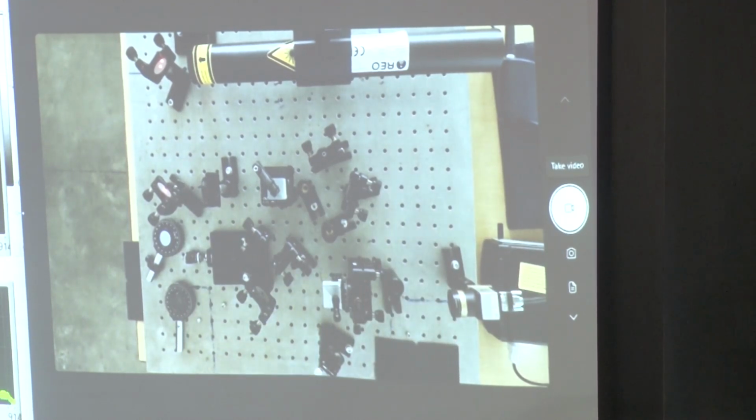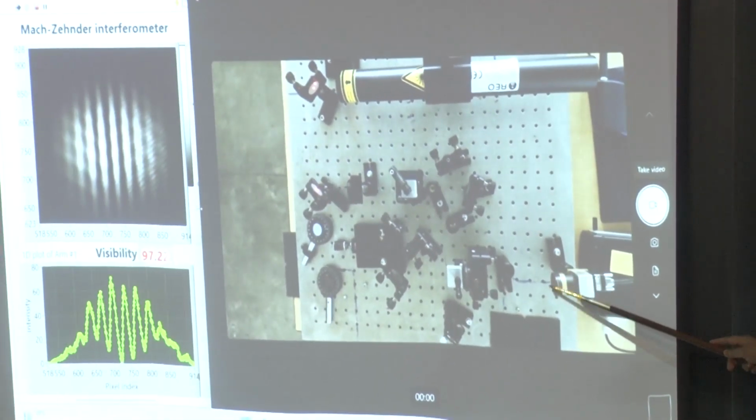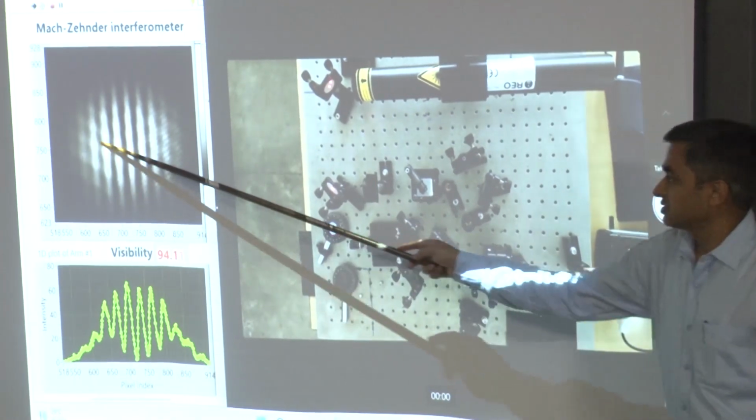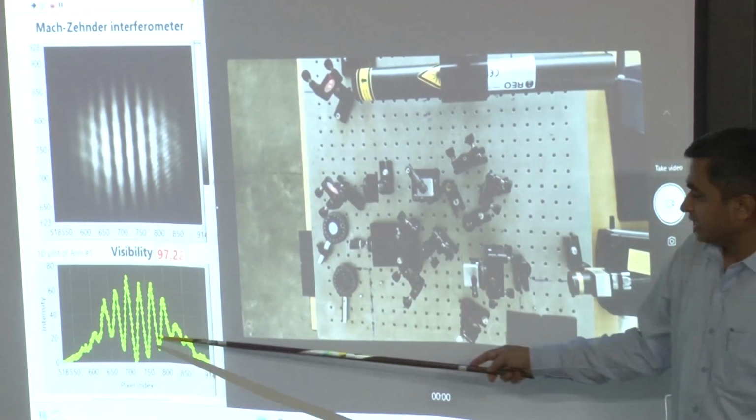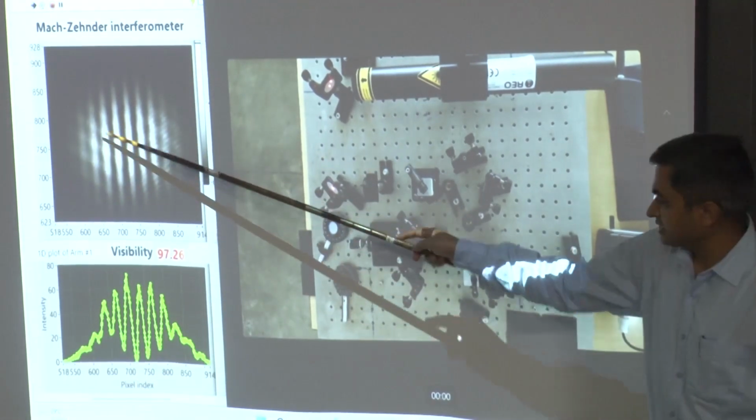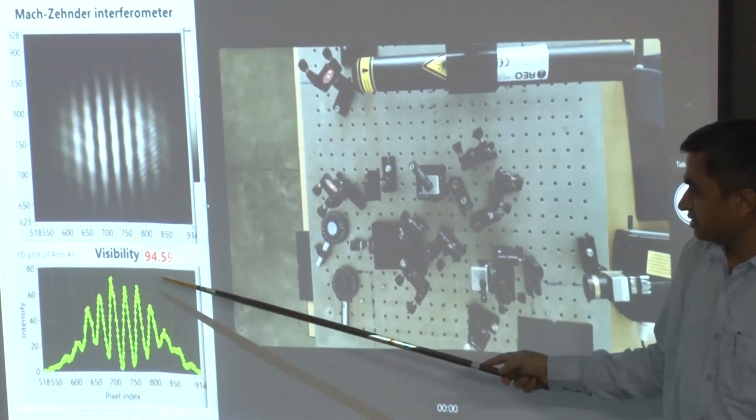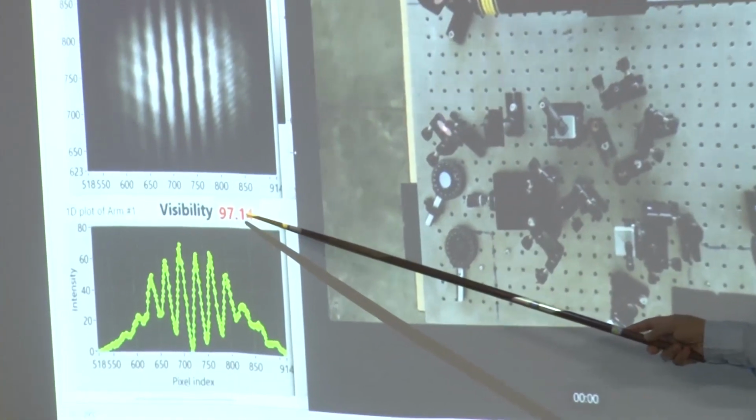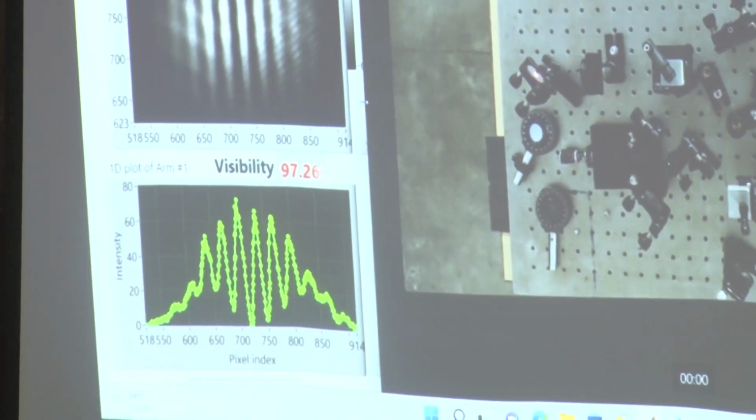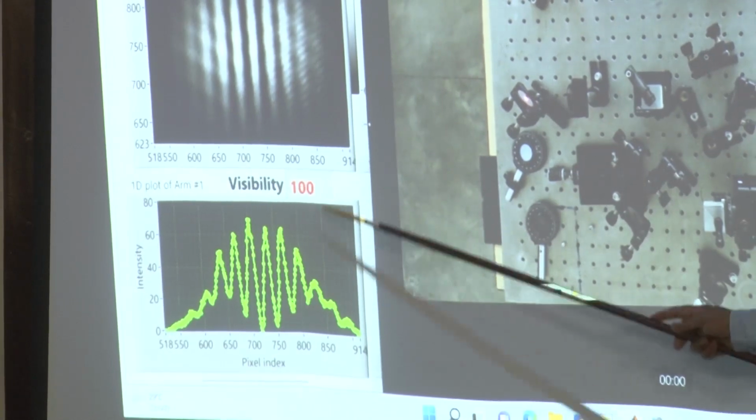Right. So what you're seeing is, this is the camera screen, this is what we see on the camera just being projected there. So this is a 2-dimensional image, and this one is just a 1-dimensional cut along the center. And so this is the maximum, this is the minimum visibility pattern, and that's the number you're seeing, 97%, 94%. Of course things fluctuate, this table is not very sturdy, oh, even 100%, just so you know. So it's a very high visibility.